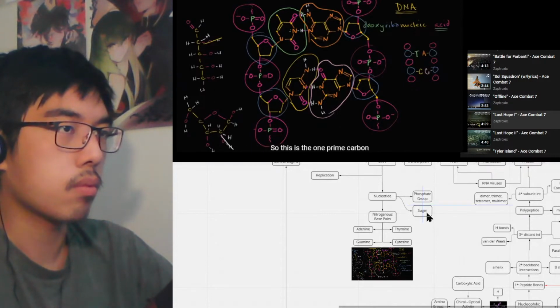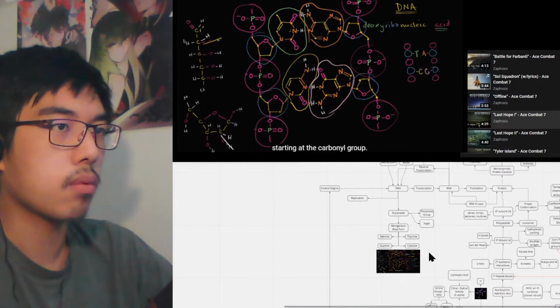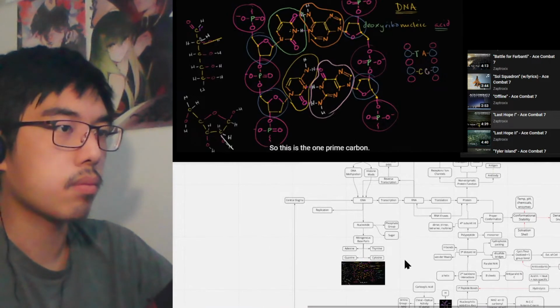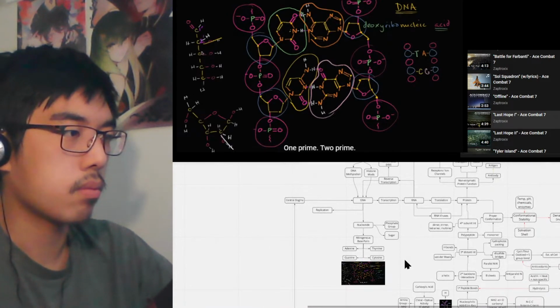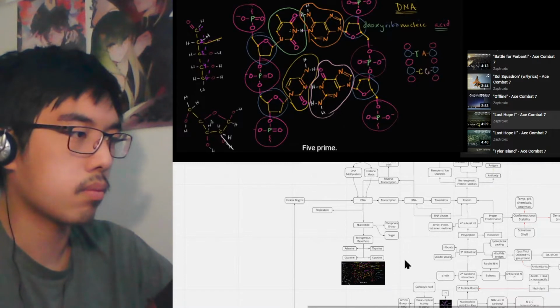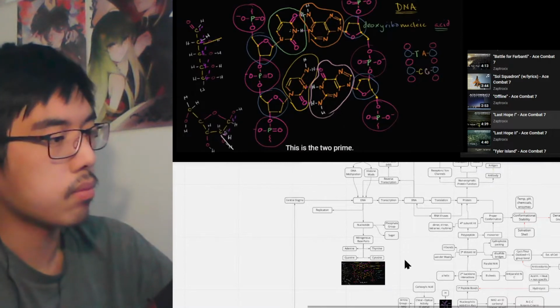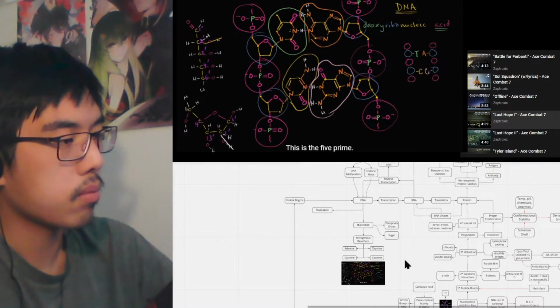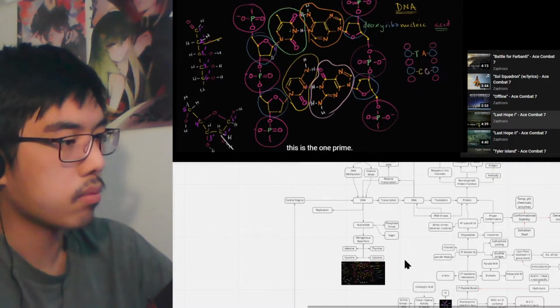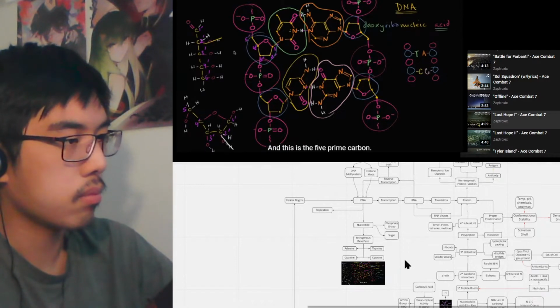But let's actually number them. So this is the 1' carbon, and I'm just numbering them starting at the carbonyl group. 1', 2', 3', 4', 5'. And then when you look at it as a ring, this was the 1', this is the 2', this is the 3', this is the 4', this is the 5'. Or if you were to number them on this diagram right over here, actually in the DNA molecule, this is the 1', this is the 2' carbon, this is the 3' carbon, this is the 4' carbon, and this is the 5' carbon.